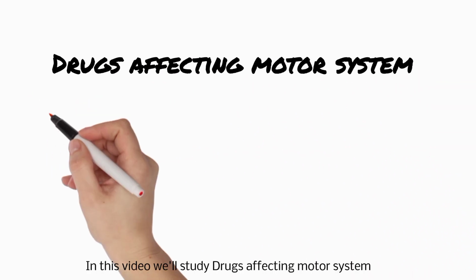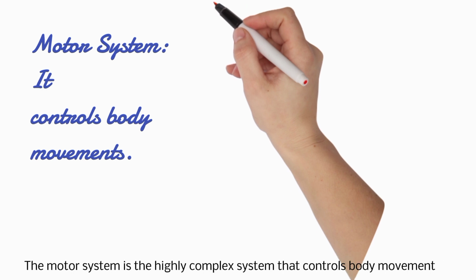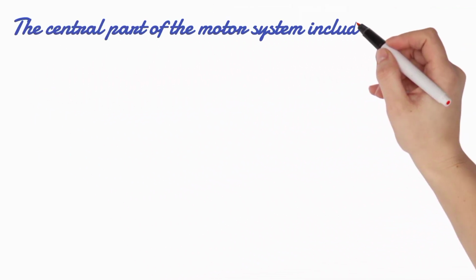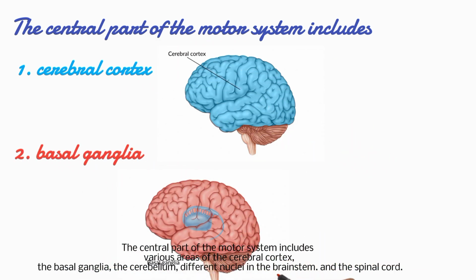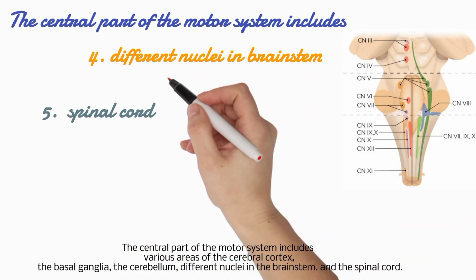In this video, we'll study drugs affecting the motor system. The motor system is the highly complex system that controls body movement. The central part of the motor system includes various areas of the cerebral cortex, the basal ganglia, the cerebellum, different nuclei in the brainstem, and the spinal cord.